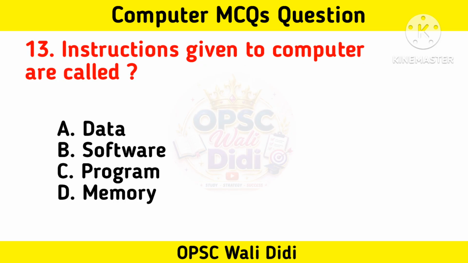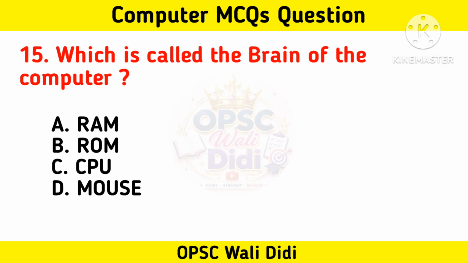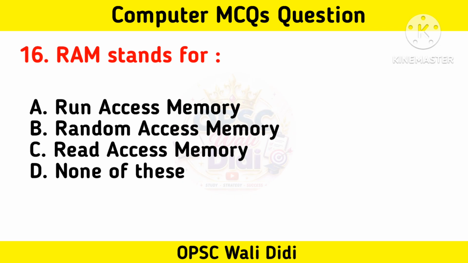Instructions given to computer are called. The correct answer is program. Most commonly used input device is. The correct answer is mouse. Which is called the brain of the computer? The correct answer is CPU. RAM stands for. The correct answer is random access memory.